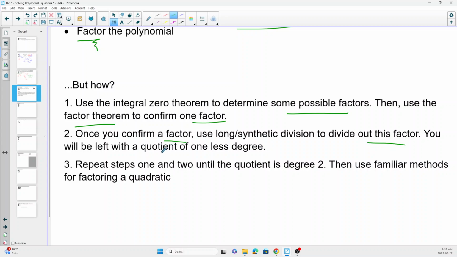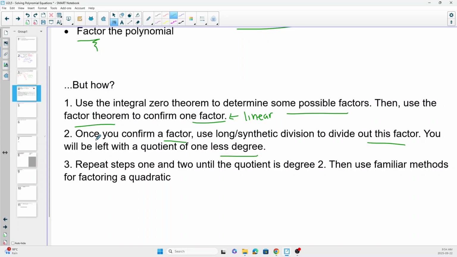You'll be left with a quotient that is of one less degree. So if you were originally factoring a degree 3 polynomial, you'll be left with a degree 2 polynomial. If you were originally factoring a degree 4 polynomial, you'll be left with a degree 3. The reason is you're only ever factoring out one factor, which is always going to be linear. You're only ever factoring out one degree at a time.